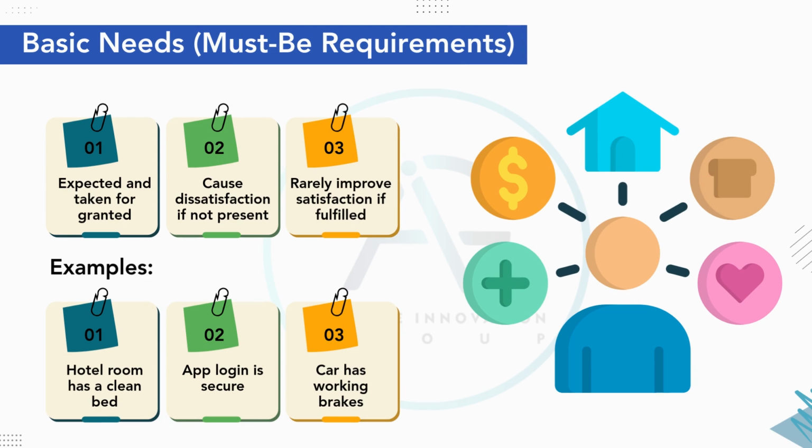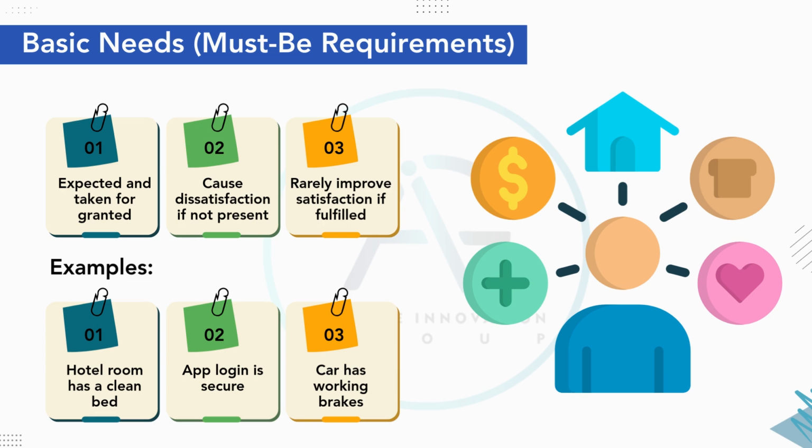Now let's look at the first category of the Kano model. Basic needs, also called must-be requirements. These are features that the customer expects by default. They're not optional, they're assumed to be present. Their key characteristics are: 1. They are expected and taken for granted. 2. If these needs are missing, the customer becomes dissatisfied. 3. However, even if they are fulfilled perfectly, they don't increase satisfaction. They simply avoid complaints. Think of them as the minimum hygiene level that a product or service must meet. Not having them creates a negative experience, but having them doesn't create delight.